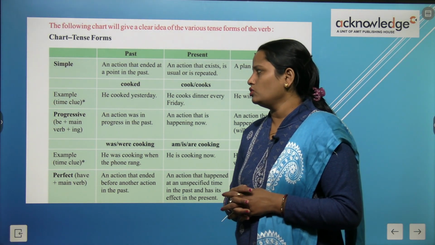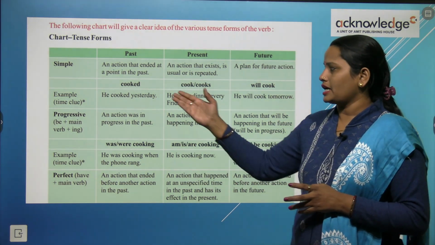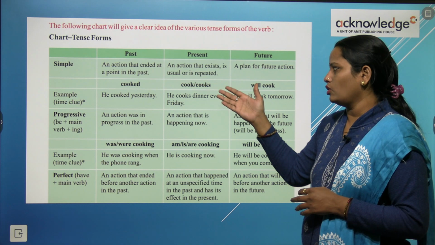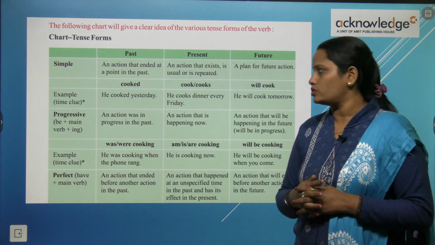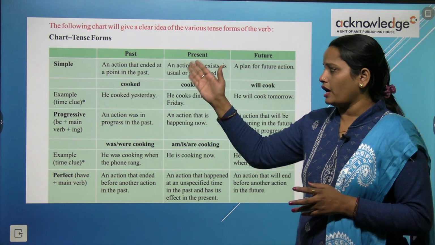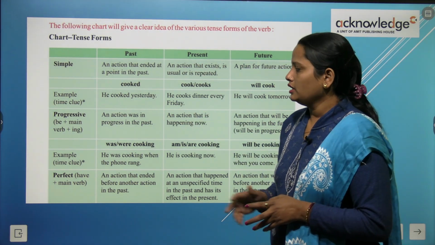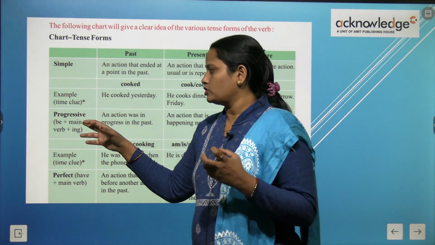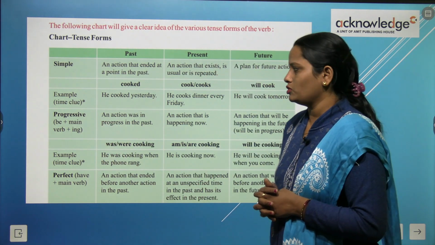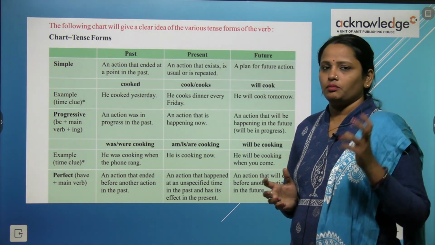Now let's come to the next part. यहाँ पे एग्जाम्पल दिया गया है, cooked को यूज किया गया है, cooks को यूज किया गया है या फिर will को यूज किया गया है. Now the next is progressive, past progressive tense या फिर continuous tense. अब इसमें हम क्या करते हैं, be verb का जो be form यूज करते हैं उसके साथ main verb यूज करते हैं and then we use the ing with the main verb.